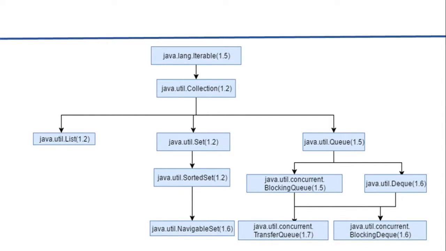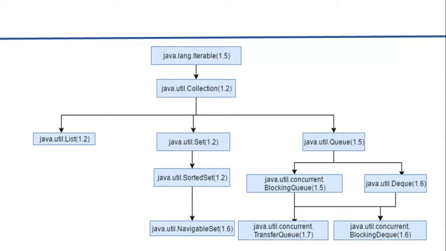The next interface in the hierarchy is Queue. This interface was introduced in JDK 1.5. Duplicates are allowed in the implementations of Queue. This interface holds elements to be processed in the order in which processing has to take place. Queues generally order elements in FIFO order, that is, first in, first out. But it's not mandatory that all Queue implementations implement FIFO. The best example is PriorityQueue, which orders elements based on a supplied comparator.